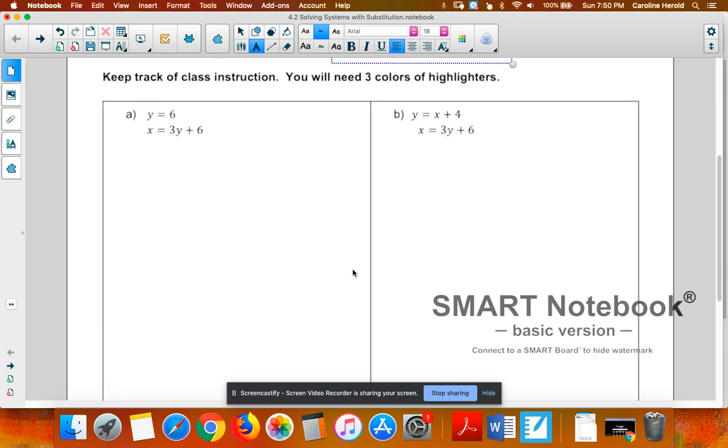Okay, so I'm going to ask you to pause right now because you're going to need some colors. You might not need 3, but it would really be a good idea to have at least 2 different colors. Okay, so let's talk about this first system of equations here. We have y equals 6. Remember, y equals c, that's a horizontal line. So we have a horizontal line, and I could actually graph that and get a sense of what's going on in this situation just by doing a real quick drawing here.